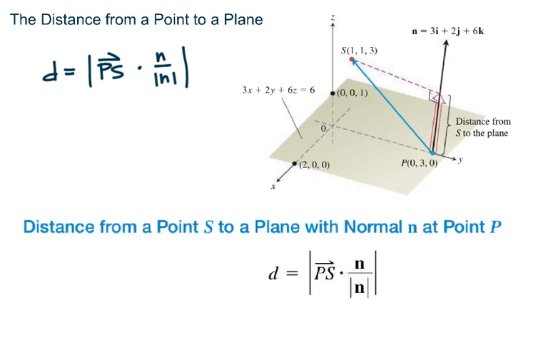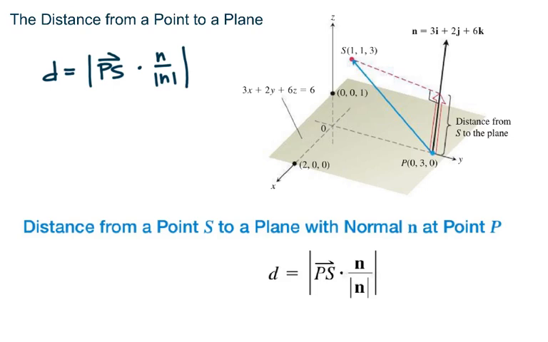So just restating, the distance from some point S to a plane with a normal vector n at point P is given by the magnitude of PS, the vector from P to S, dotted with that normal vector divided by its magnitude. And anytime we're dividing a vector by its own magnitude, we're getting a unit vector. So let's look at an example.